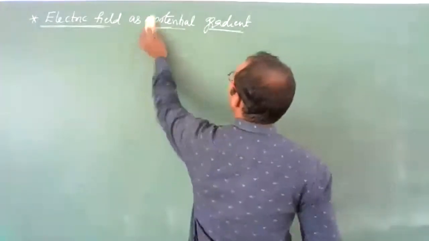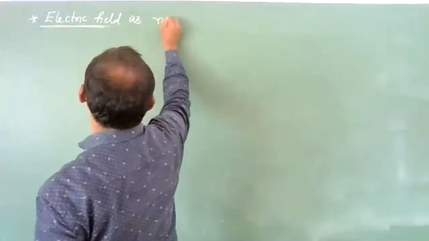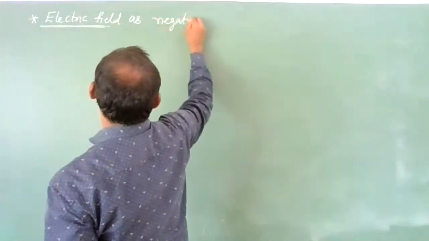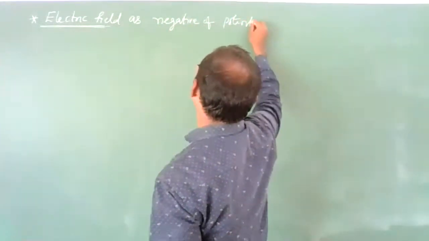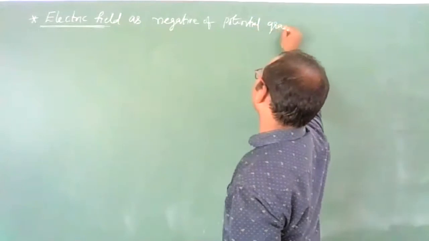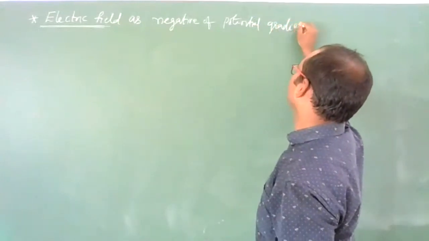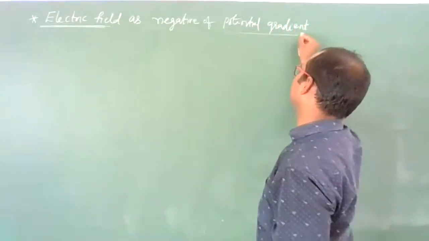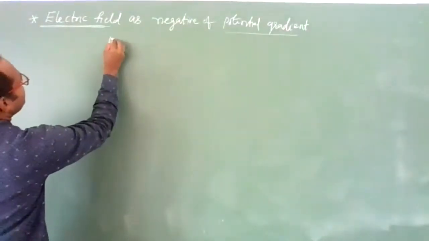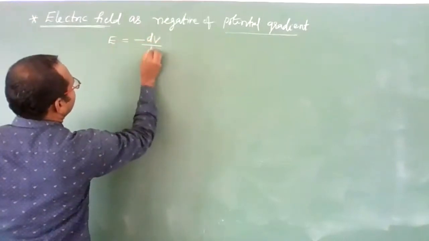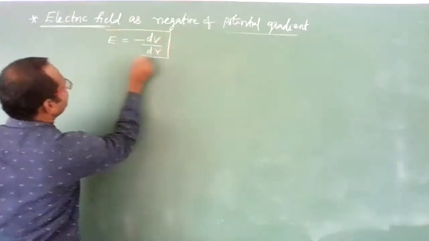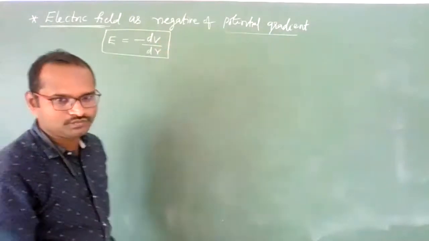You can write here negative of potential gradient also. Let us show it. Means E is equal to minus dV by dr. This we need to show or we need to prove.